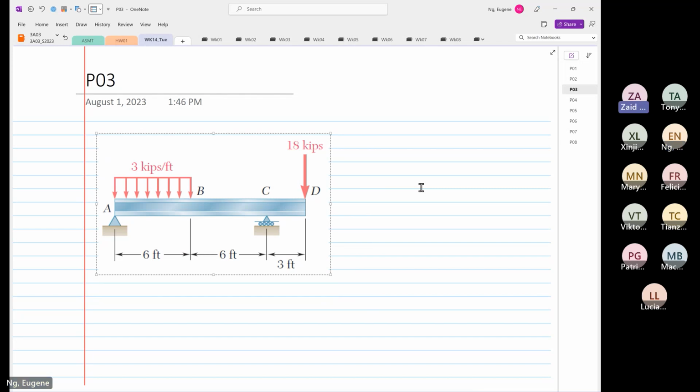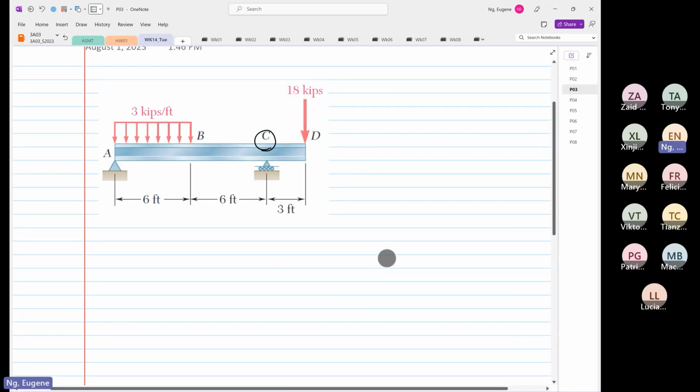So I got the AY and the CY. So that one is no problem. But then when trying to get the ones in between to get the max, the V max, I couldn't get it. Okay, so let's look at point C.